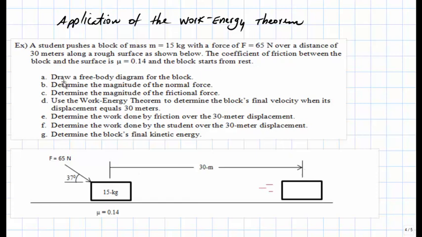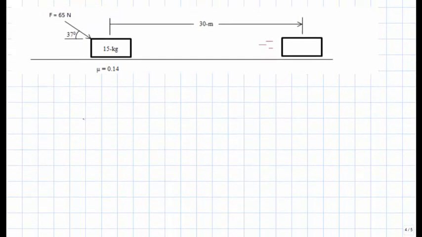So we're going to start by drawing a free body diagram for the block. So there's our block, and of course we have the student applying a force that looks like this. The force's value is 65 newtons, and let's also note the angle as 37 degrees.